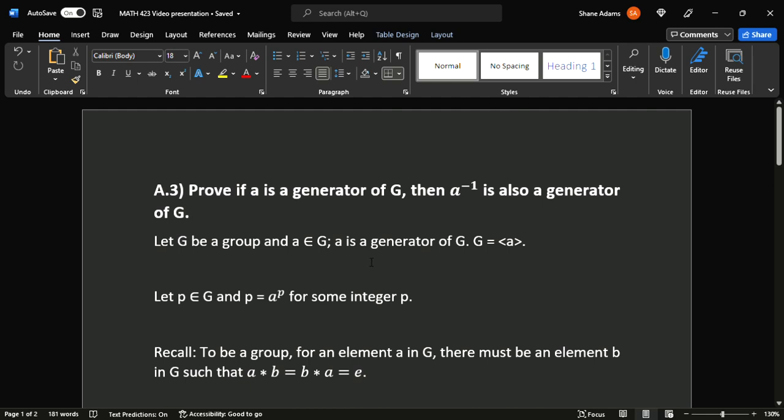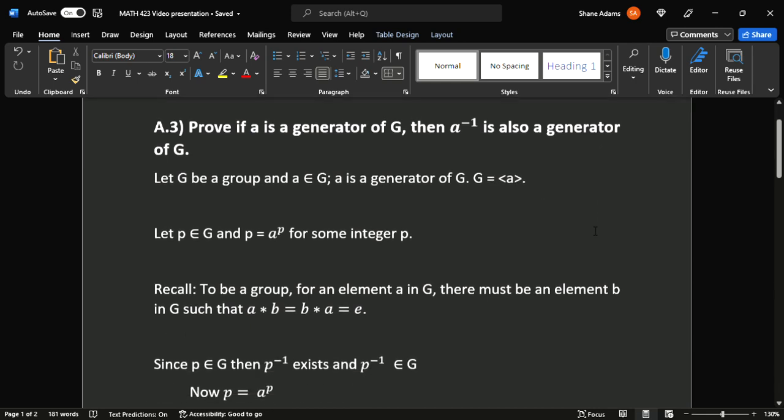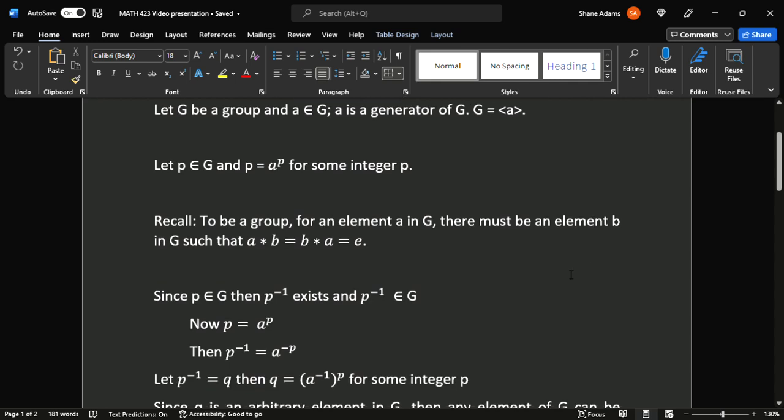And we're going to define A as a generator of G, also denoted right there. So let P also be an element of G, and P is going to equal A to the power of P for some integer P. So recall, to be a group, for an element A in G, there must be an element B in G such that A times B equals B times A, which equals the identity element E.